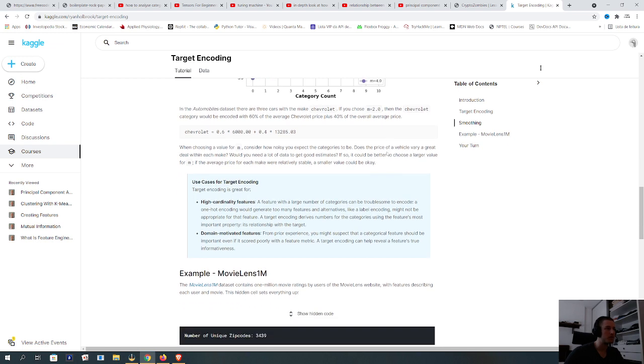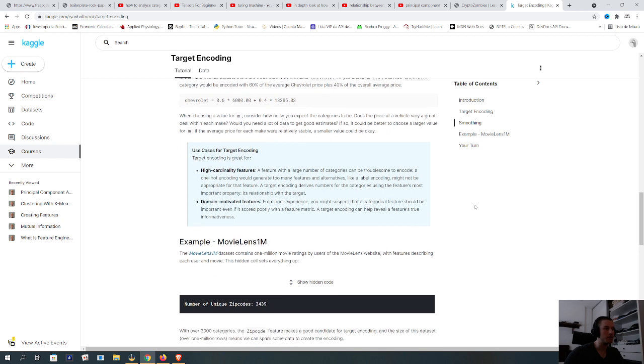When choosing a value for m, consider how noisy you expect the categories to be. Does the price of a vehicle vary a great deal within each make? Would you need a lot of data to get good estimates? If so, it could be better to choose a larger value for m. If the average price for each make were relatively stable, a smaller value could be okay.